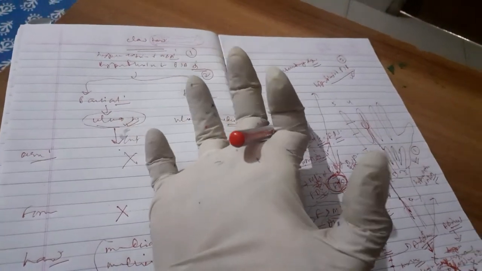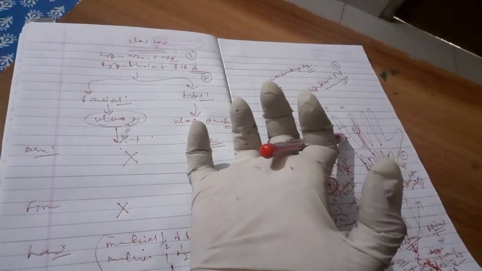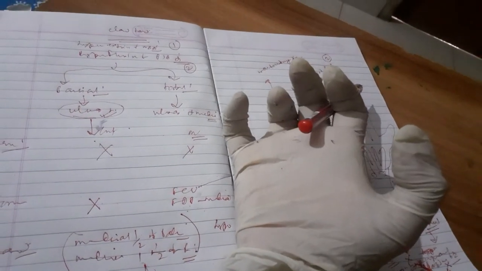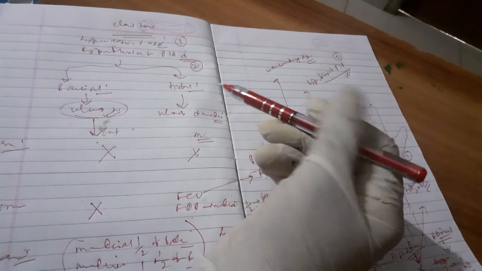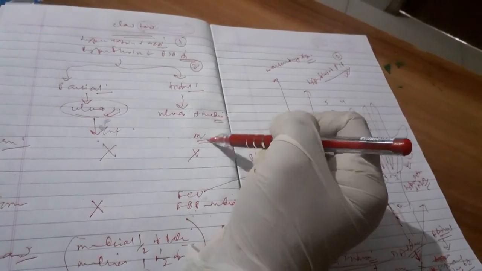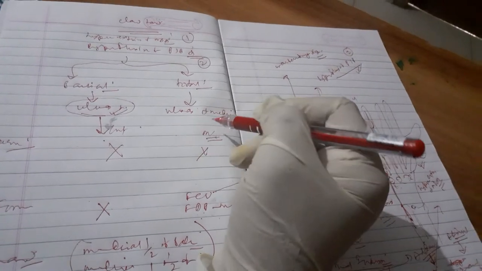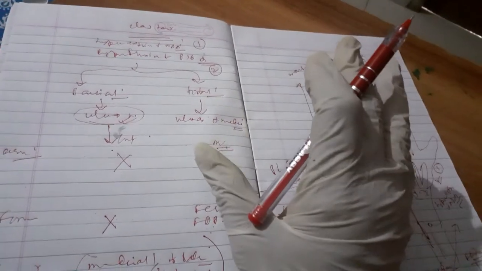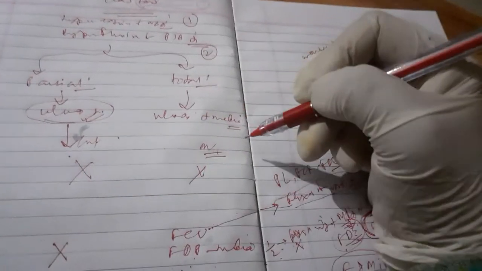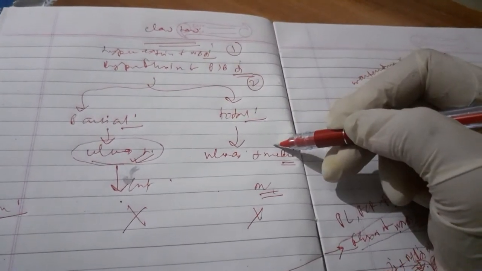If the whole of the fingers become like the claw of a bear, then it is known as the total claw hand. Because in this, median and ulnar both get involved. Only median nerve palsy will not result in that type of claw hand. There is no such thing. Only ulnar, and ulnar plus median.